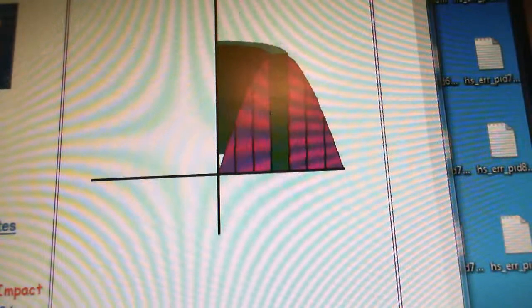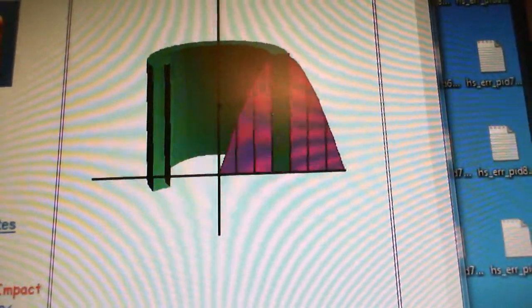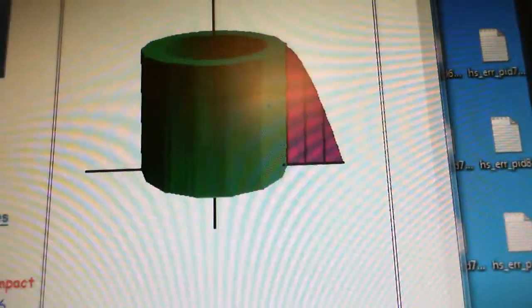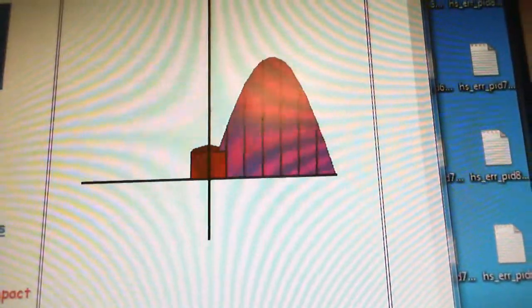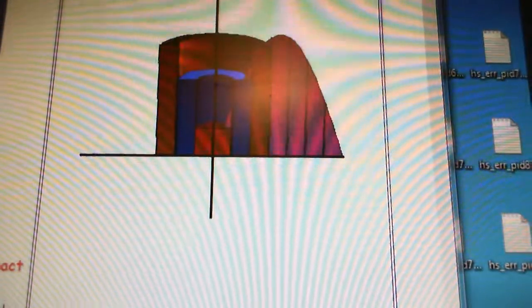Okay, so there's the rectangle, parallel to the axis of rotation and being revolved about the y-axis. So the length of that would be 2 pi r. This would be right here the height, and your thickness would be dx. How thick it is, right here, that would be dx.